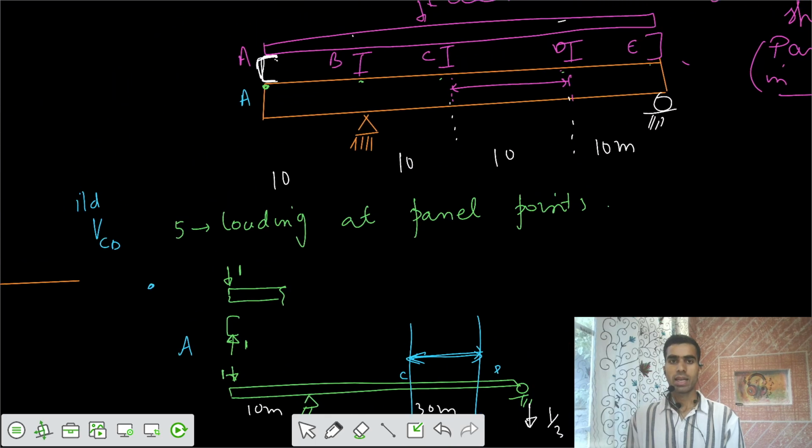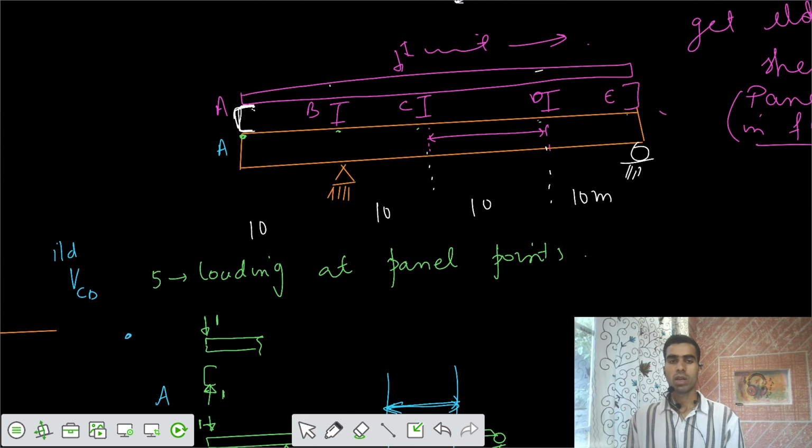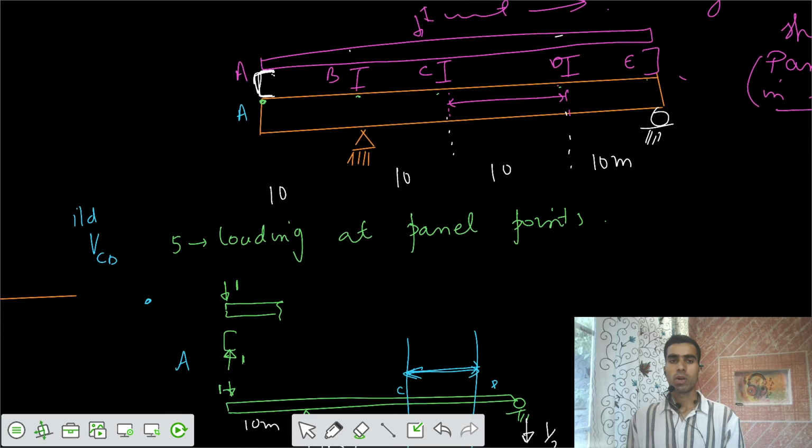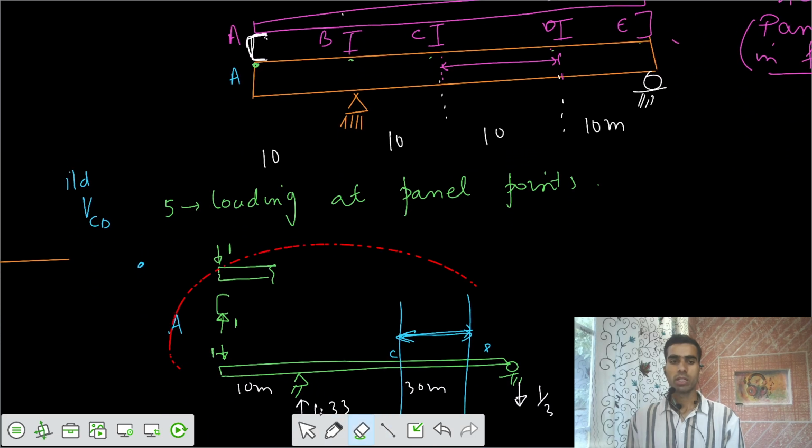Now the second one is when the load is directly above point B. So let's take point B now.